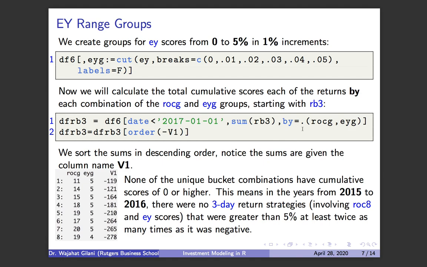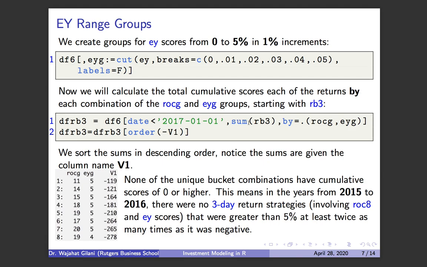I'm saying, listen, create a subtable for every group of ROCG and every group of EYG. This is going to create how many subgroups, guys? I have 20 groups of ROCG, 5 groups of EYG. That's right, 100 subgroups. Within each of those subgroups, I'm going to add up those RB3, RB5, RB20 scores, and I just want to see the cumulative scores, if there's anything that's 0 or greater.